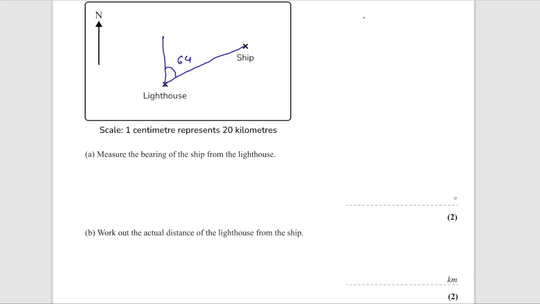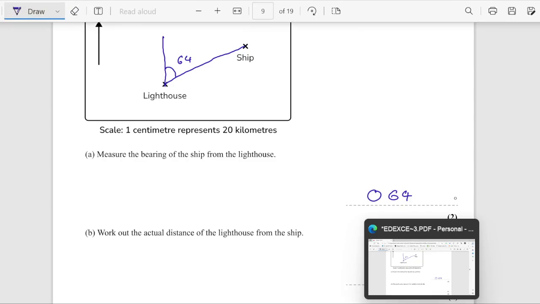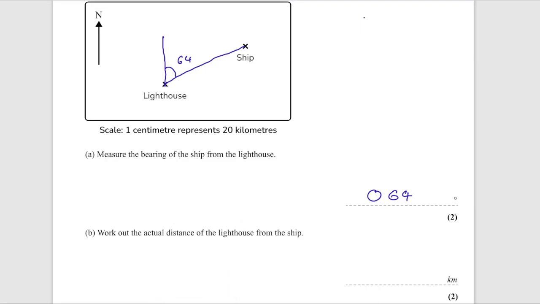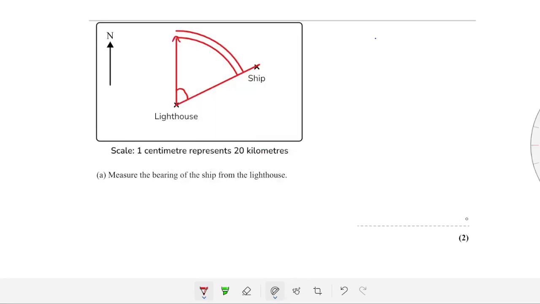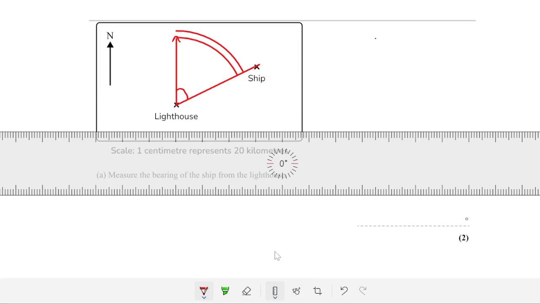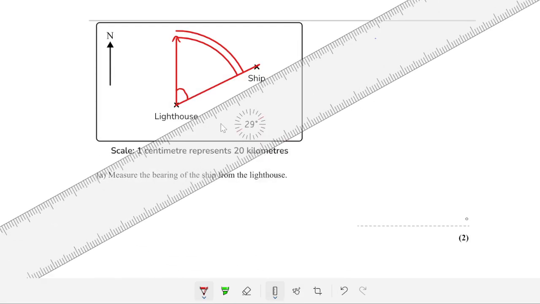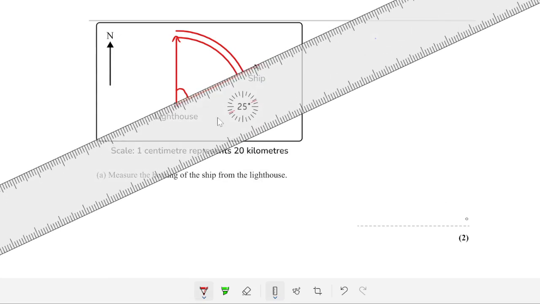So I've got that angle of 64 degrees. So as a bearing, that's going to be 064. Work out the actual distance of the lighthouse from the ship. So I'm going to be measuring this line. Again, this isn't going to work particularly well on my screen, just because this is a zoomed in version and it's not real. So I'm measuring the length from the lighthouse to the ship.